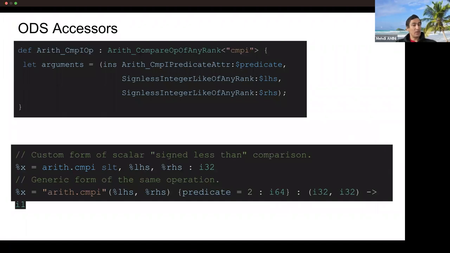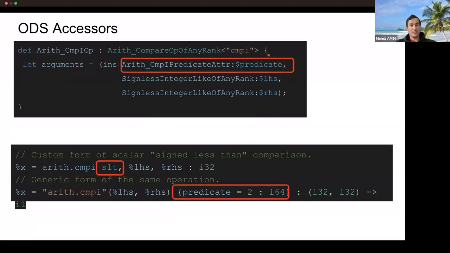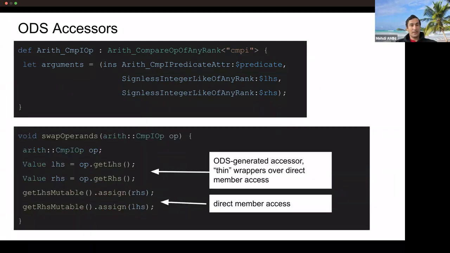So let's look at some real world example. So I'm going back to the comparison operation, which has one attribute, the predicate here. So I already showed you this, just a reminder. So on this operation, if you wanted to swap operands using the ODS generated accessors, you have the comparison operation here. You can get the left-hand side operands of the comparison, the right-hand side here, and you can directly assign the right-hand side to the left, etc. So those are the direct member access. Like any C++, you just access the member and you can mutate it in place.